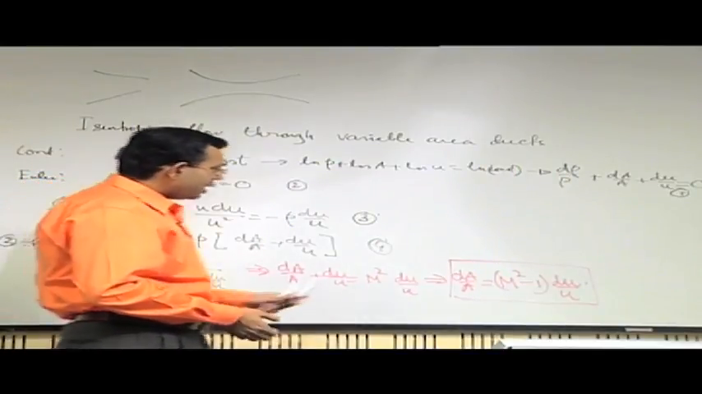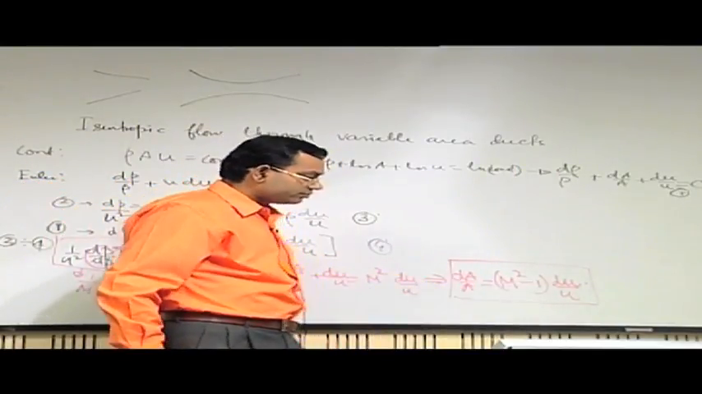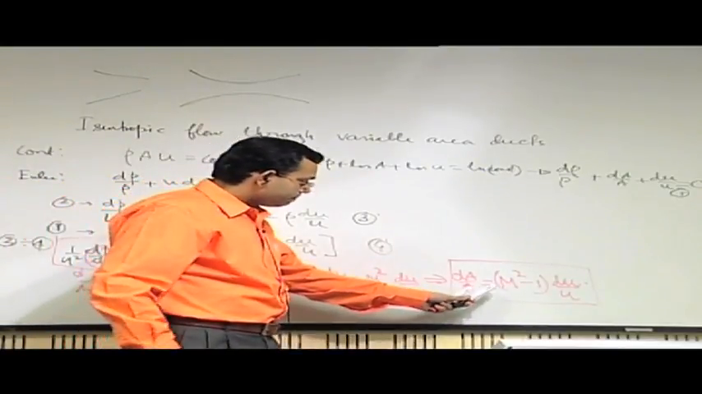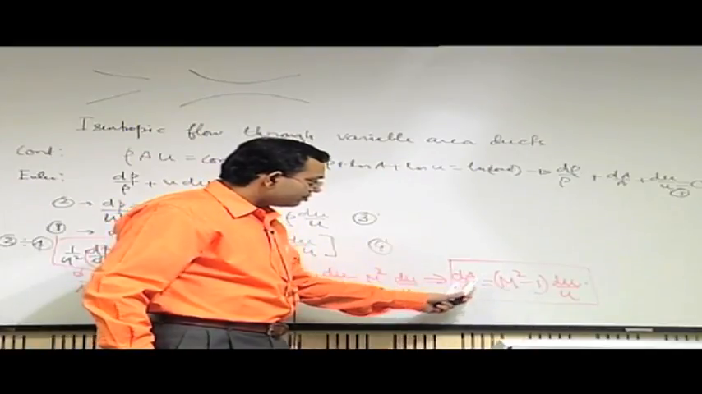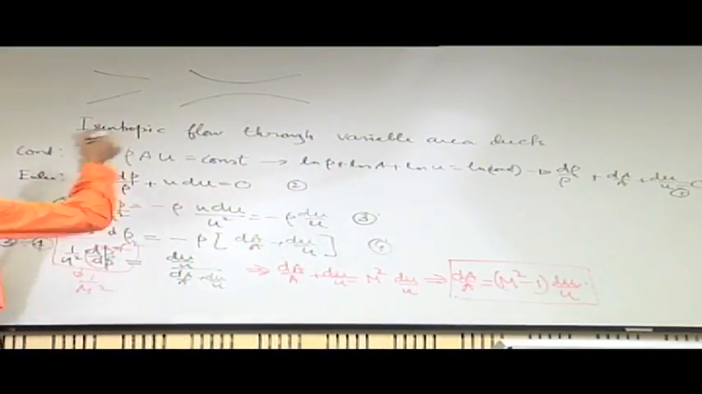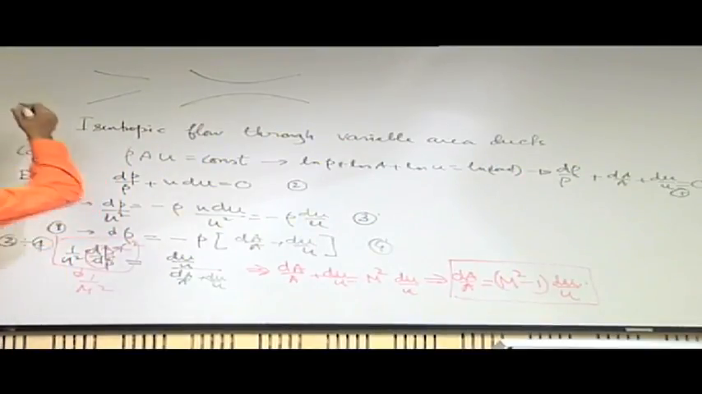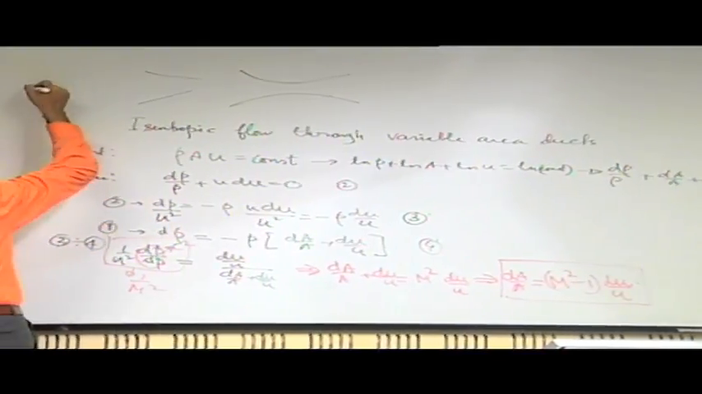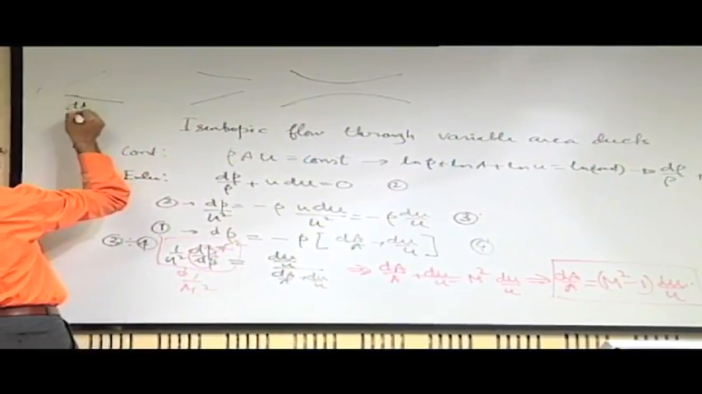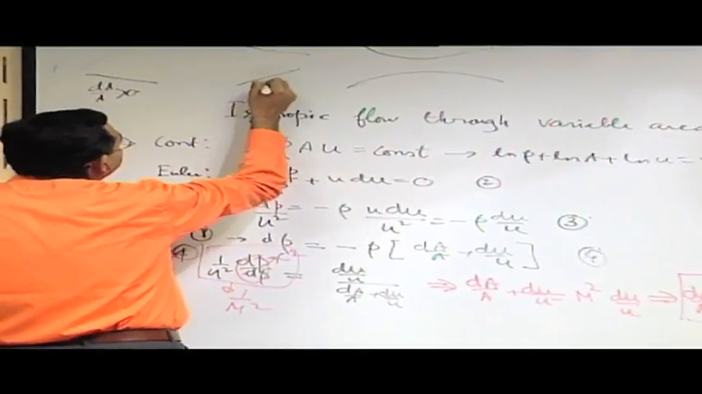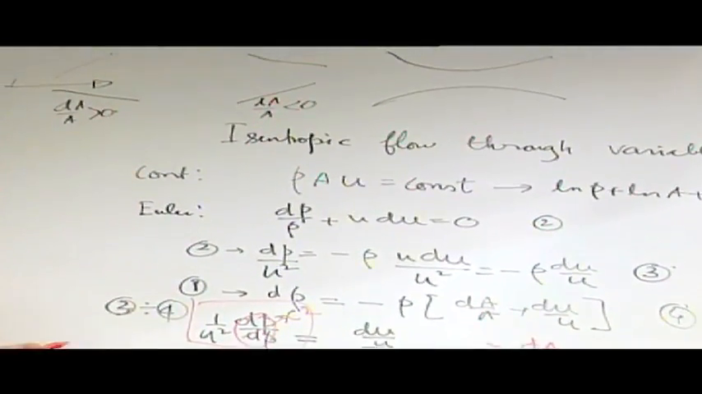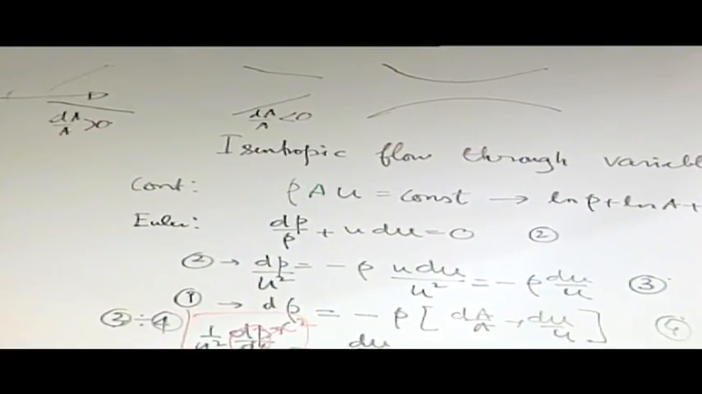So when you write dA by A, we think about two possibilities. One of the possibilities is that along the direction of the flow the area is increasing or area is decreasing. So this is an example with dA by A greater than 0, this is an example with dA by A less than 0, assuming that these are the direction of flow.